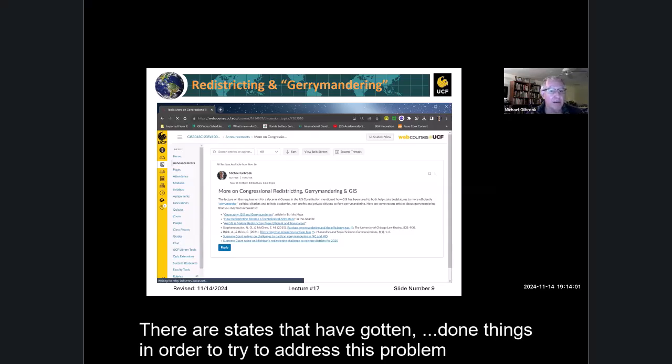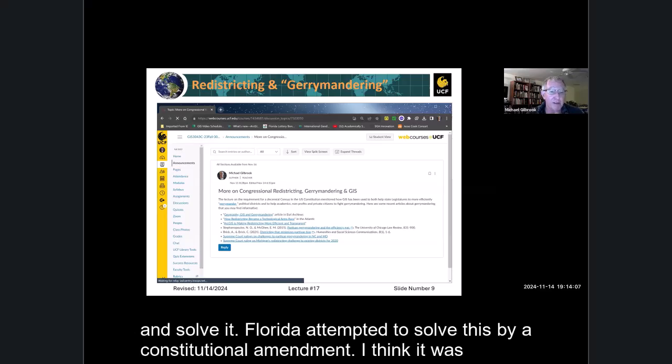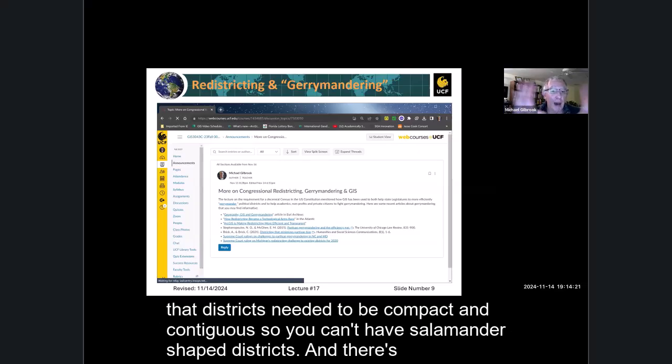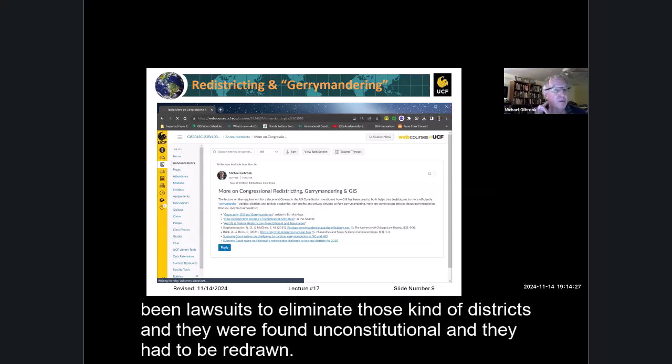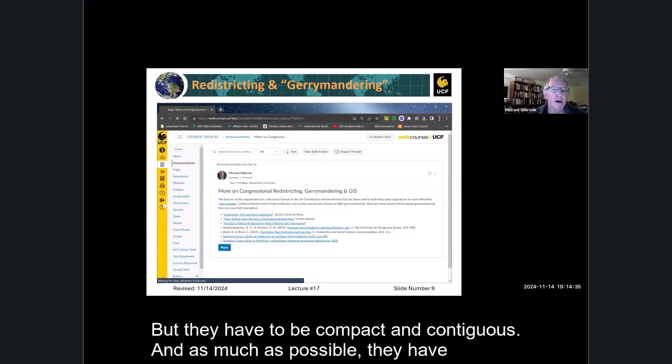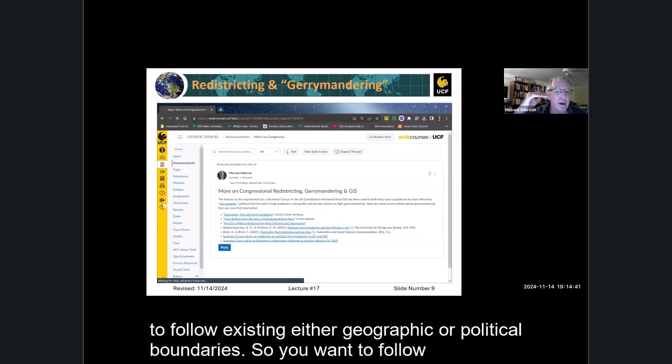There are states that have done things in order to try to address this problem and solve it. Florida attempted to solve this by a constitutional amendment. I think it was adopted in 2010 that laid out some ground rules for redistricting. It said that districts needed to be compact and contiguous, so you can't have salamander-shaped districts. And there's been lawsuits to eliminate those kind of districts, and they were found unconstitutional, and they had to be redrawn.